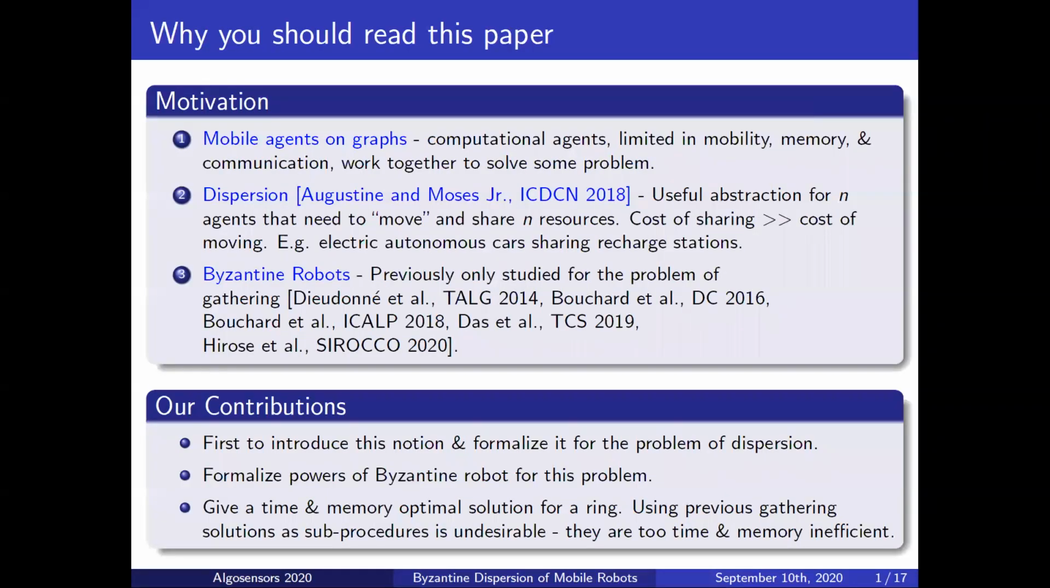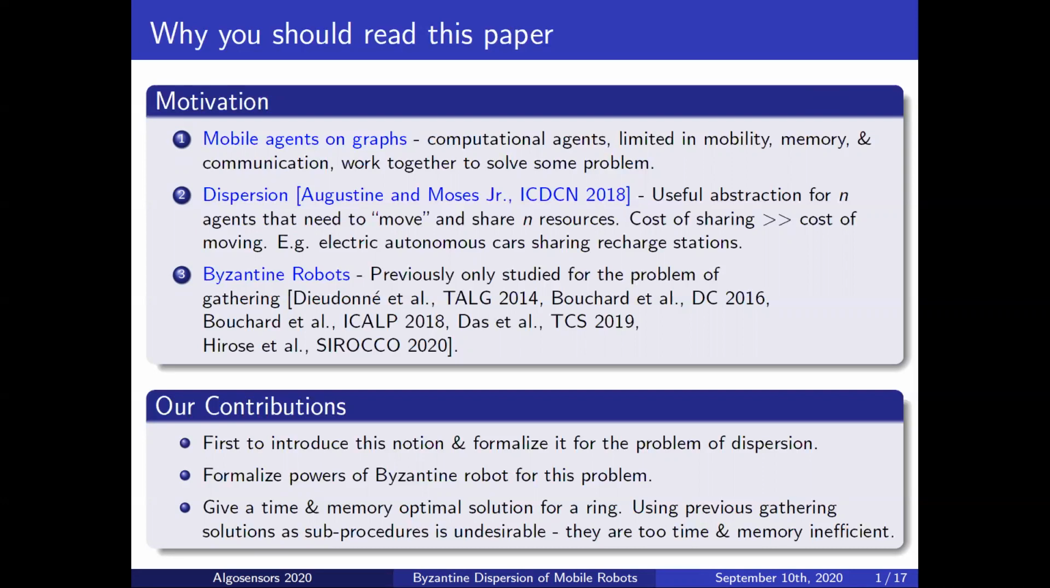Now, first off, why should you care? Well, let me bring your interest from general computer science down to the specific problem. First of all, why should you care about mobile agents on graphs? Well, this deals with computational agents, typically limited in memory, mobility, and communication. They're working together to solve some problem. Now, this is a good abstraction for many problems in the world, whether you're dealing with actual robots moving around, or whether you're dealing with software agents in a network. So that's why we studied that.